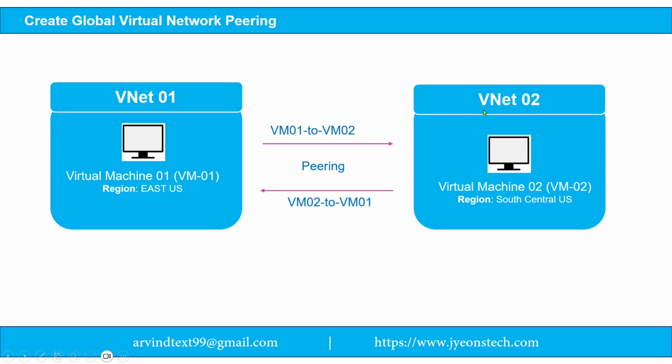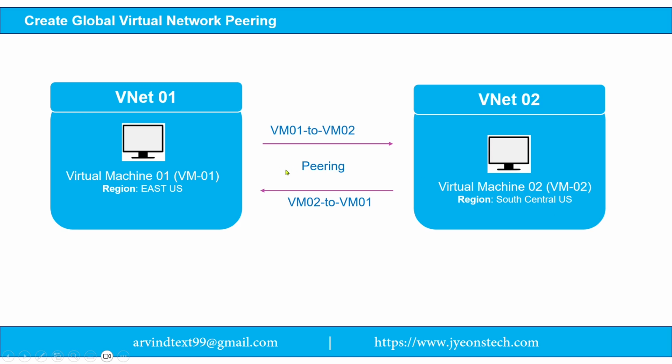Now come to this picture. Second, we will create a virtual network 02. In this second virtual network, we will create a virtual machine. The virtual machine name we will put as vm-02, and we will create the virtual network and virtual machine in region South Central US.